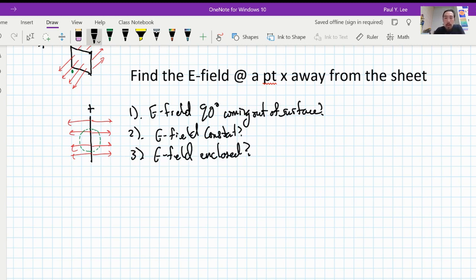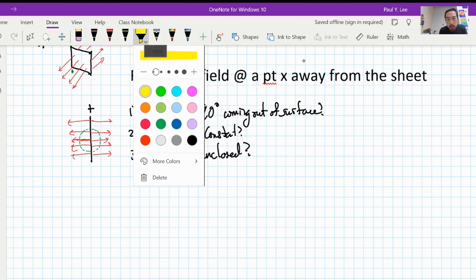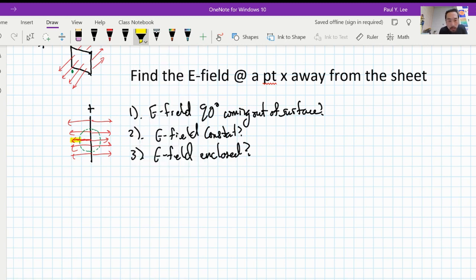So let's go over this one by one. Is the E field coming out at 90 degrees? And hopefully you're saying, maybe at certain points, Mr. Lee. And the answer would be yes. Directly across, the one I'm drawing now, this E field, that would be the only one, and this one, the two that I just drew. Let's use a highlighter to really show that only those are the 90-degree ones.